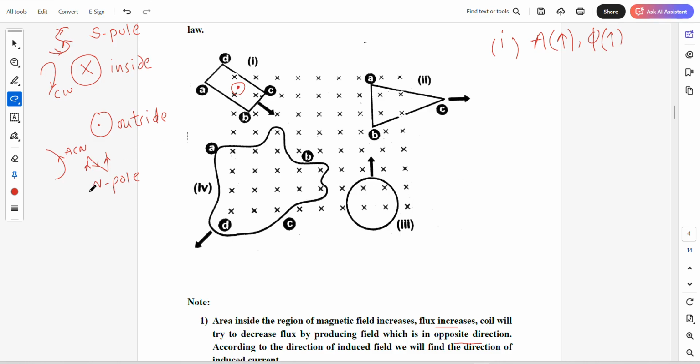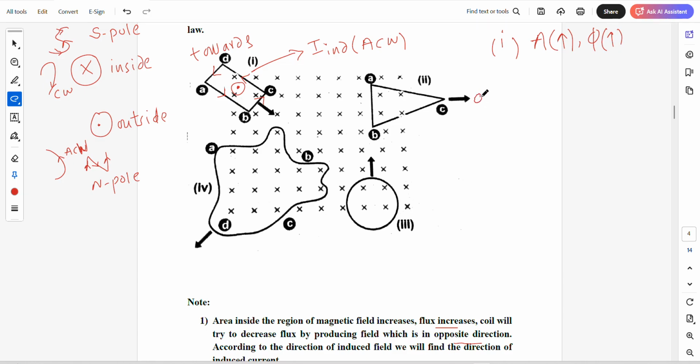North pole. Now in case of north pole, what is the direction of current? It is in the anti-clockwise direction. Okay, induced current is what? In the anti-clockwise direction, because it is coming towards the field.